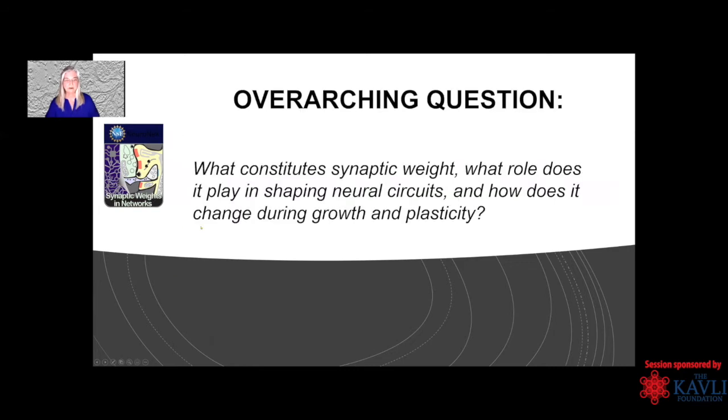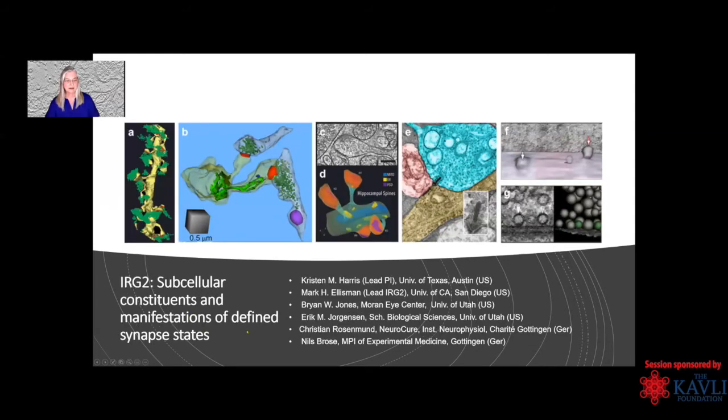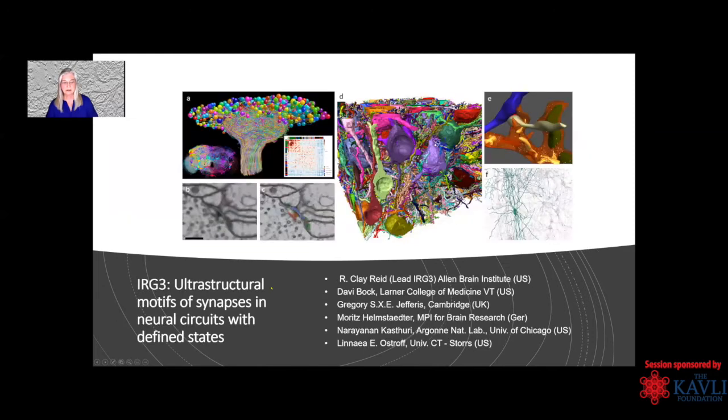The overarching question is, what constitutes synaptic weight? What role does it play in shaping neural circuits, and how does it change during growth and plasticity? IRG1 is approaching this question from a molecular perspective and how it's manifested at defined synaptic states. IRG2 is looking at subcellular constituents and manifestations of synaptic states at many different levels. I'm part of this team, but it's led by Mark Ellisman.